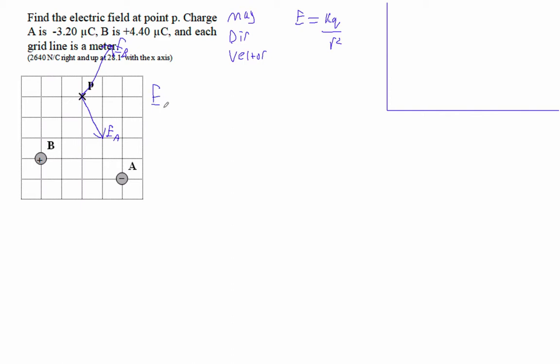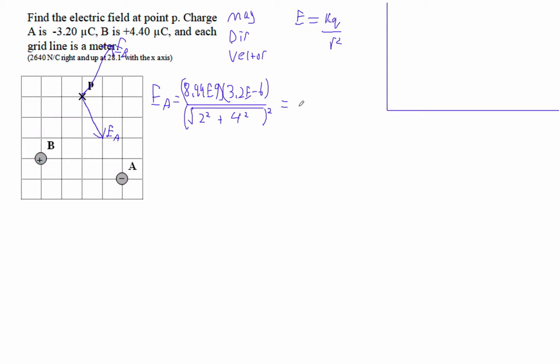The electric field of A is going to be kQ over r squared, right? So 8.99 times, let's see, A is 3.2. Notice I'm ignoring the minus sign here because it doesn't give me better information, right? And then P is how far from A? It's 2 over, 4 down, right? So really it's the square root of 2 squared plus 4 squared, but notice that r has to be squared, right? Well, the square and the square root annihilate each other, so you don't even need to do that.